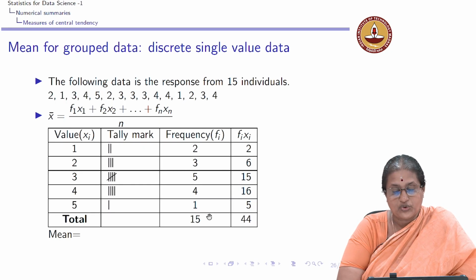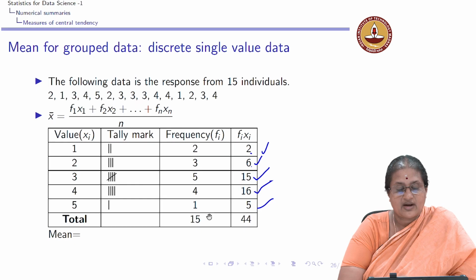Now 1 appears 2 times, so it appears with a frequency 2. So the way I add 1 two times is 2 into 1, which gives me 2. Similarly, 2 appears 3 times, so the total sum of 2 is going to be 2 plus 2 plus 2, or 2 into 3, which is equal to 6. 3 appears 5 times, so the sum 3 contributes is 3 into 5, which is 15, 4 into 4, which is 16, and 5 into 1 is 5.